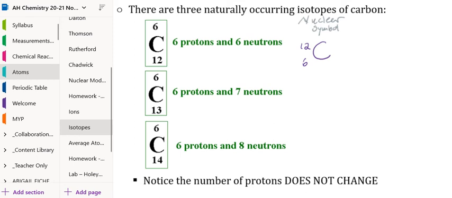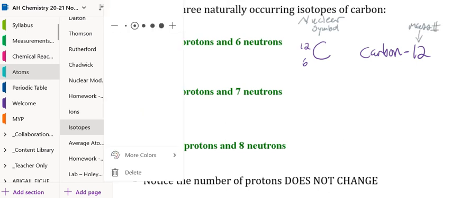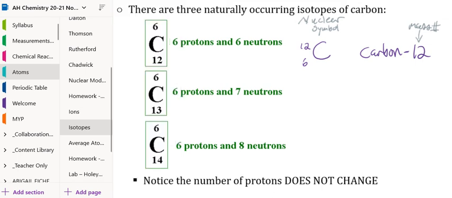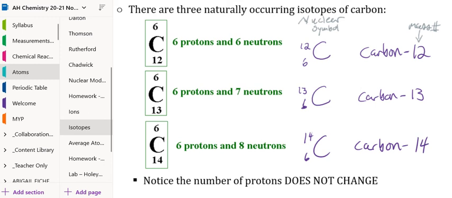And we can also write this, another way to represent this isotope is by writing the element name, so carbon dash. And what is that 12? The mass. We will cover that in the next unit when we talk about the periodic table. What about the nuclear symbol for carbon 13? See, it's the same. Very good. And then we could also write it as carbon dash 13. And what about the last one? And then carbon dash 14. Very good.